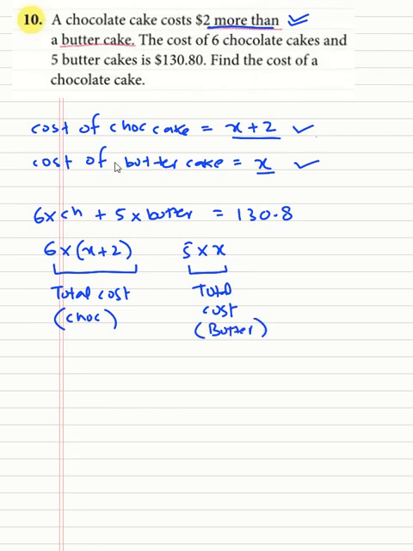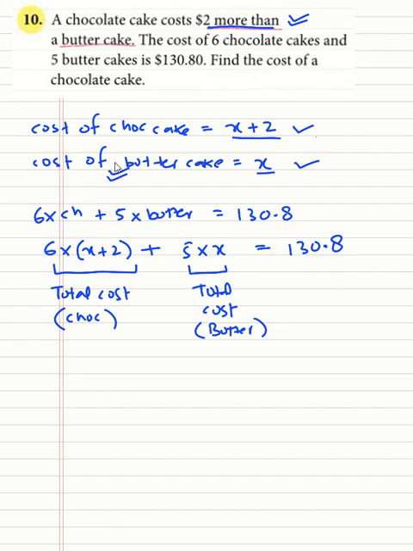So when you add the total cost of chocolate plus the total cost of butter cakes, the total cost altogether is 130.8. Now we have formed an equation. So when we solve the equation, we will get the value of x, and that value of x is telling you the cost of butter cake.